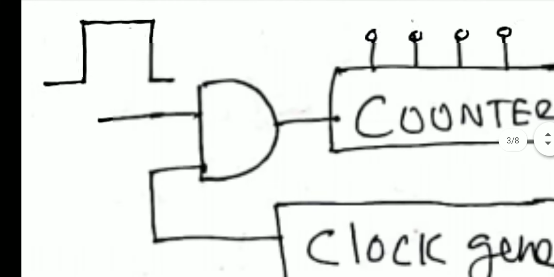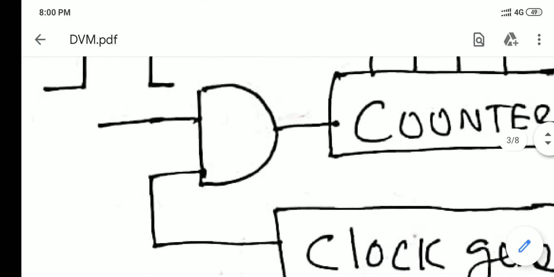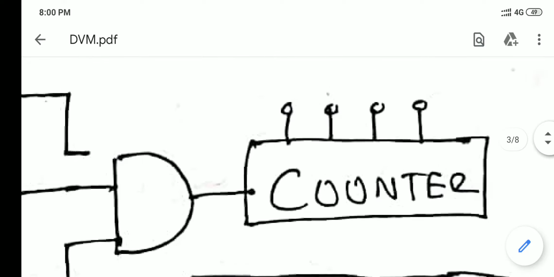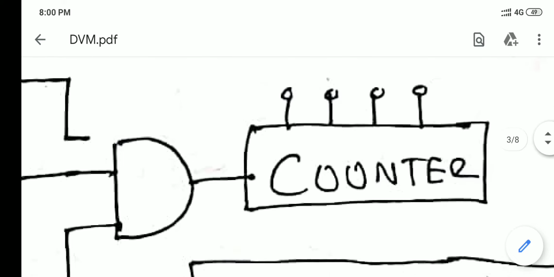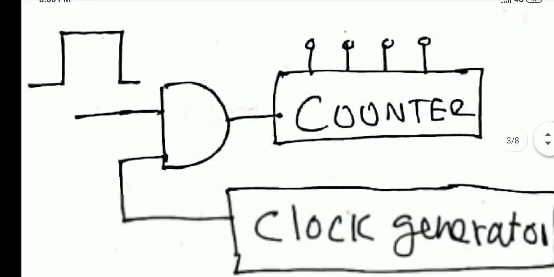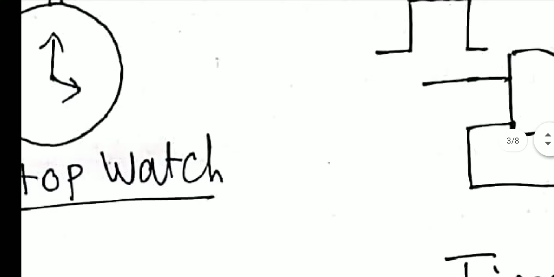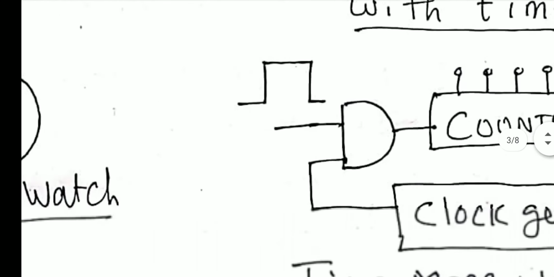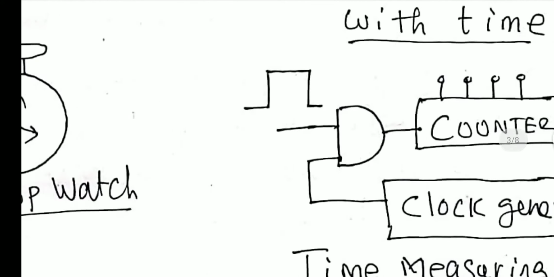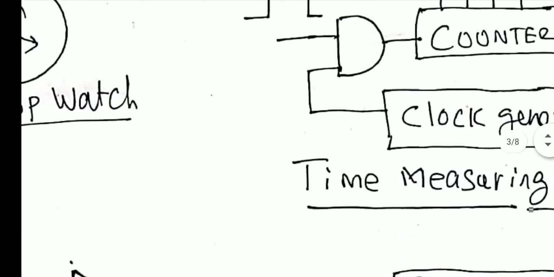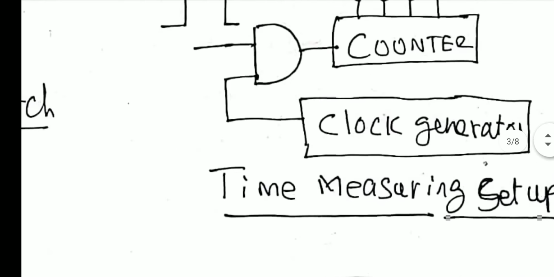Now the clock pulses coming out of the AND gate are counted by the counter, the number of pulses being counted. Once you get the count value, this count value divided by the frequency of the clock pulse is actually the time. So with this simple circuit we will be able to measure the time. It's a time measuring setup.